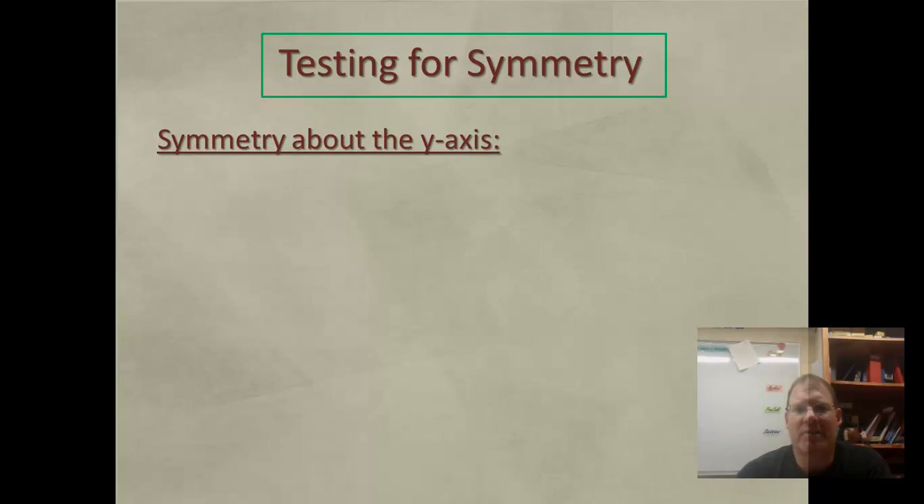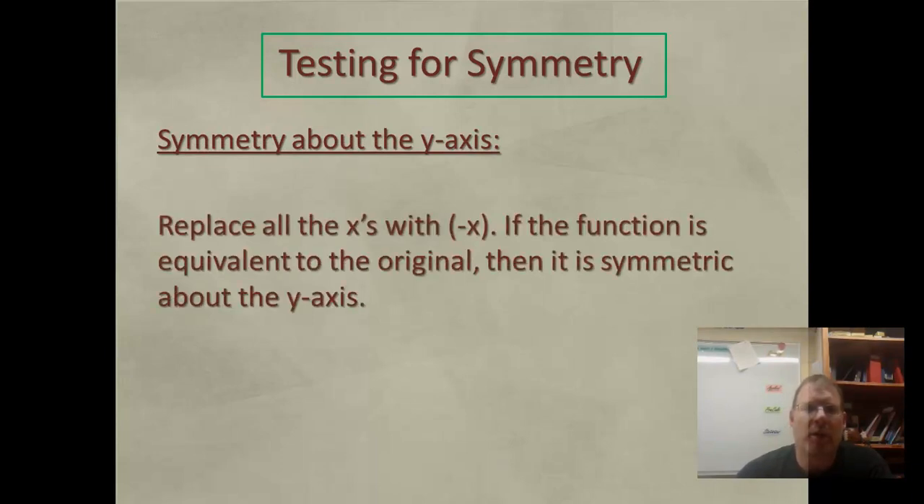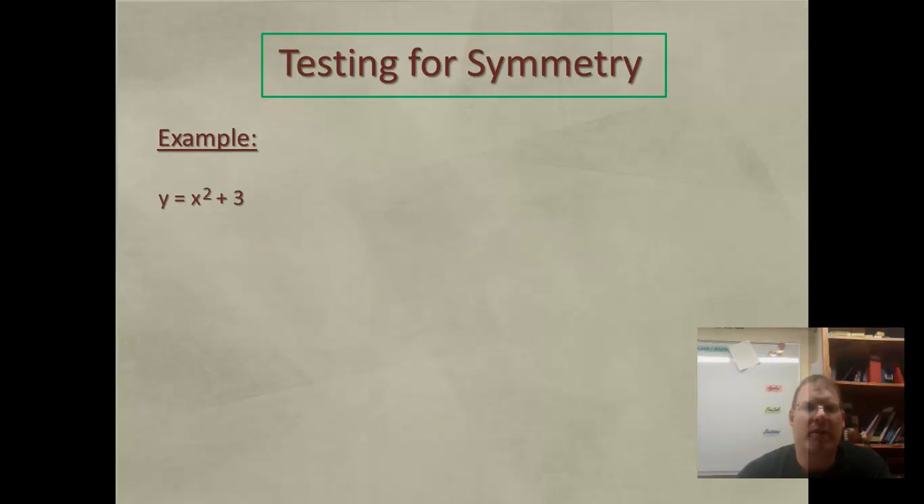Alright, in order to find if it's symmetric about the y-axis, you replace all of the x's with a negative x, and then you simplify. If the function is equivalent to the original, then it is symmetric about the y-axis. Okay? It seems more difficult than it actually is. This is what you do. Suppose we have x squared plus 3. You replace all of the x's with a negative x. And it looks like that.